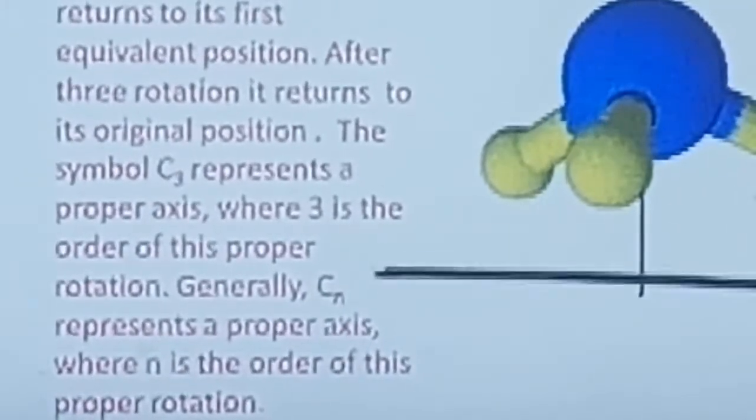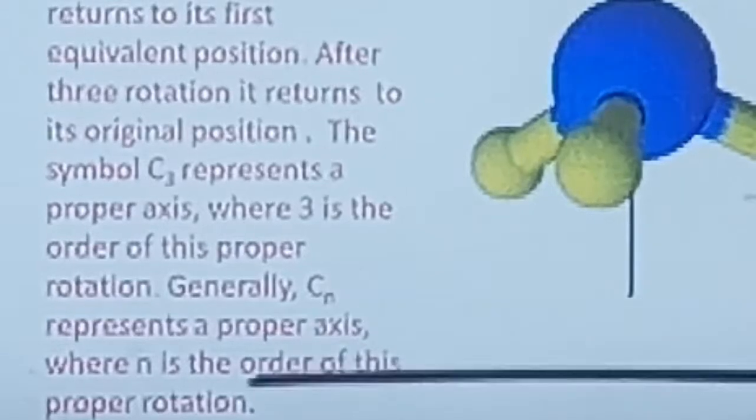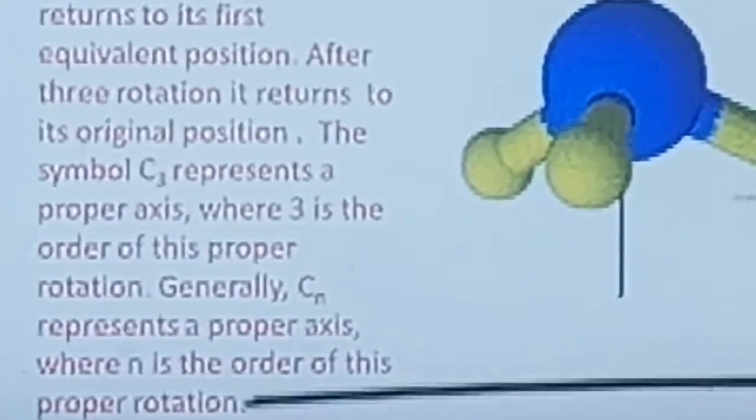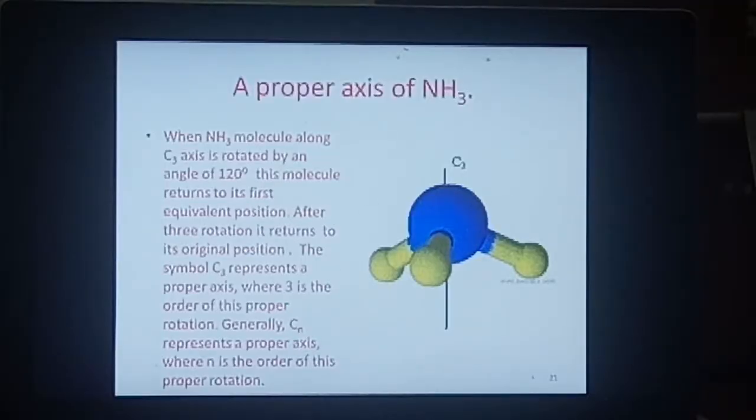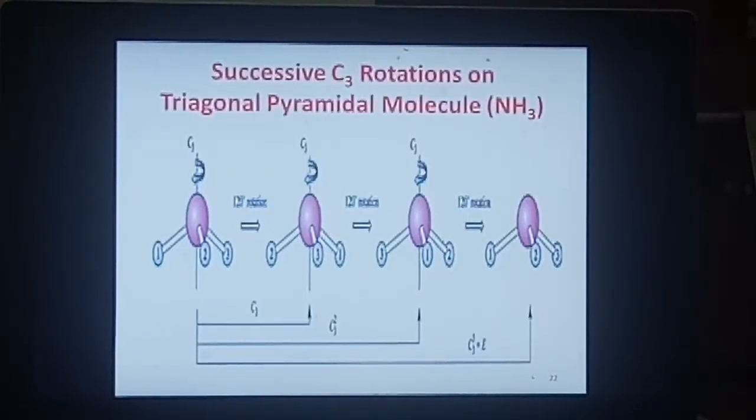Generally, Cn represents a proper axis, where n is the order of this axis of proper rotation. This is the C3 axis by which we can rotate this ammonia molecule, and we will get two equivalent orientations, and the third will be the original orientation. Now again, this is ammonia: successive C3 rotations on the trigonal pyramidal molecule NH3.